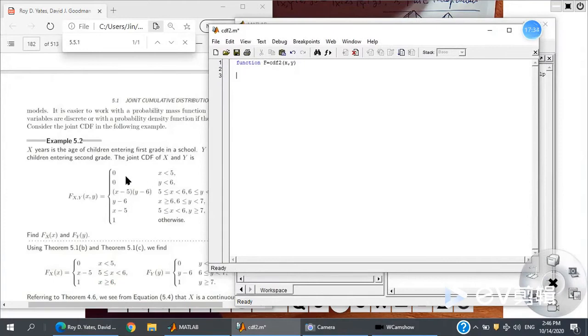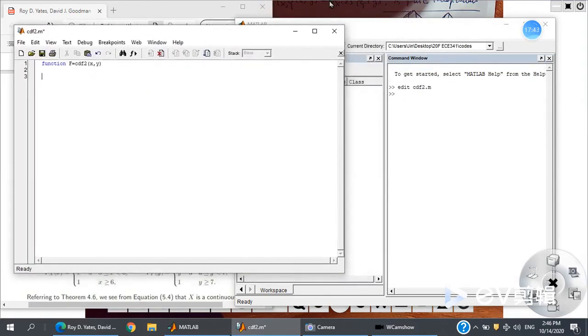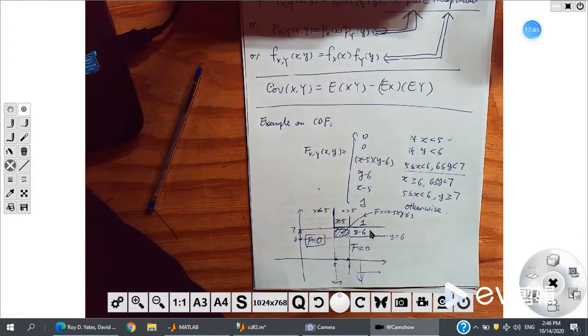Right. We have 6 cases, but I don't need 6 cases. I can use this. We have this graph. You see the graph?